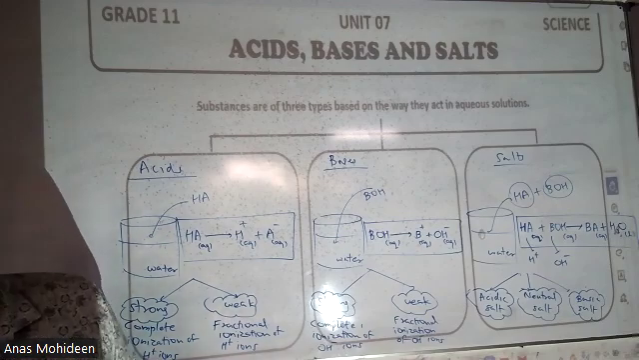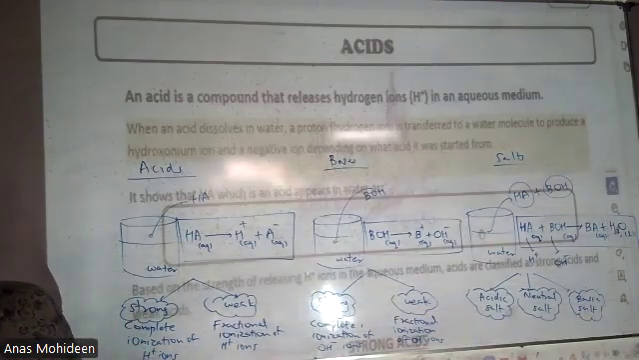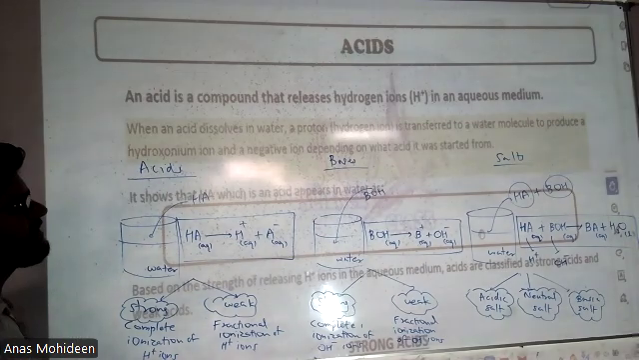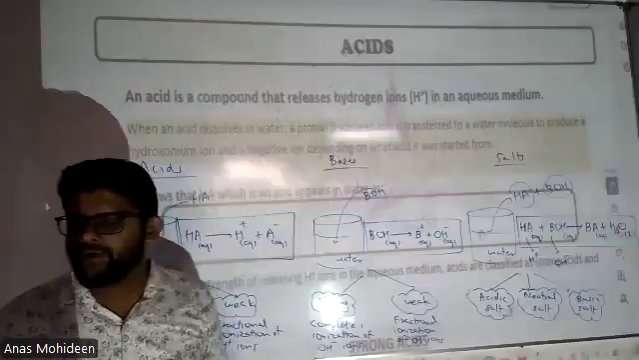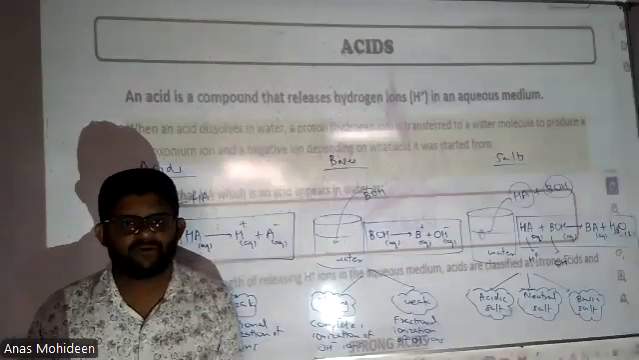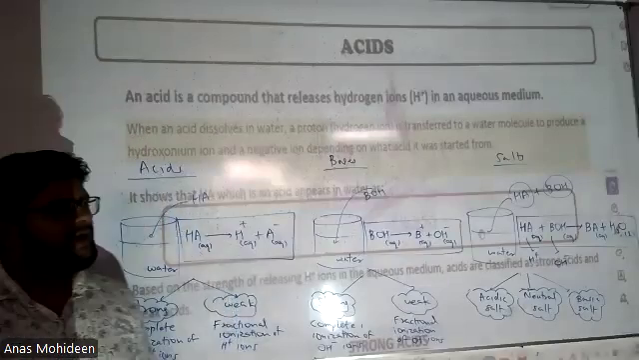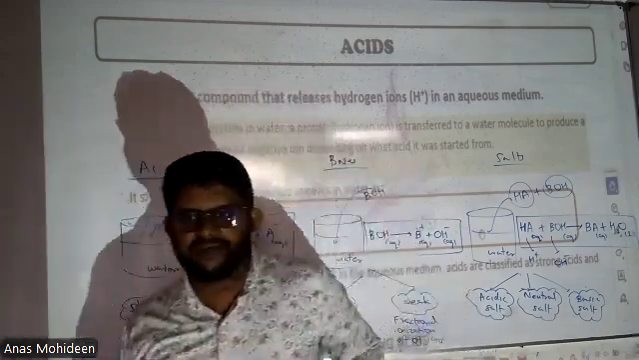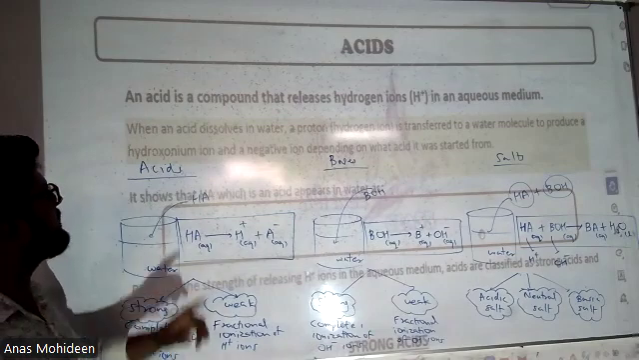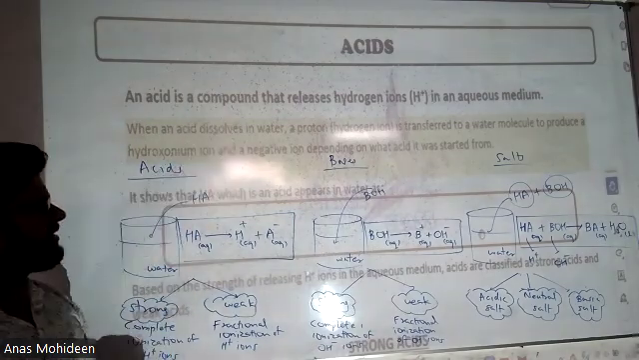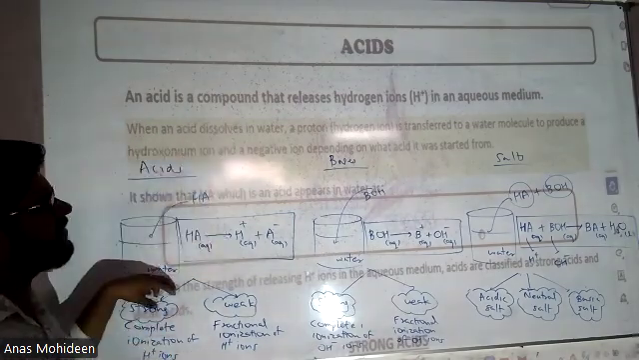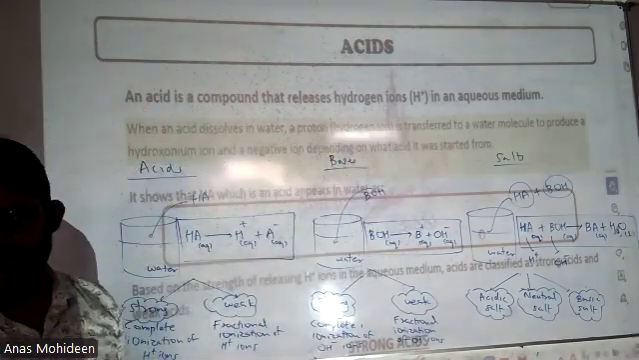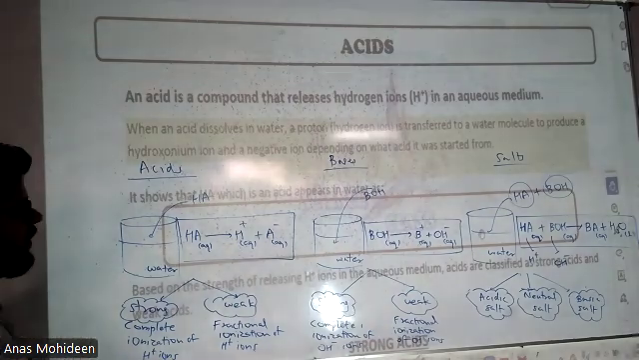Right? Okay. Let's move into the next one. The topic, acids. So what does it say? An acid is a compound that releases hydrogen plus ions in an aqueous medium. Correct? So hydrogen plus ion we refer to as a proton. When an acid dissolves in water, any acid you put in water, a proton is transferred to a water molecule.